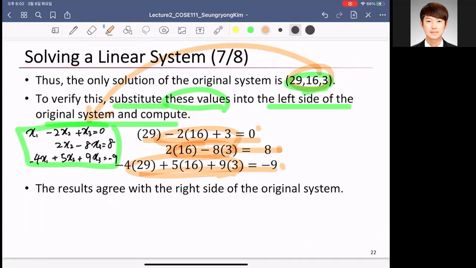Right? The result agrees with the right-hand side of the original system, because the right-hand side of the original system was 0, 8, negative 9. So it is going to be exactly the same. So we can say that this is the solution of this linear system.